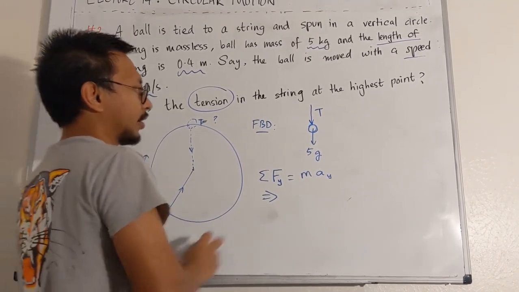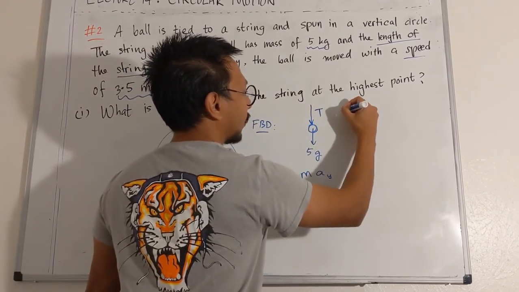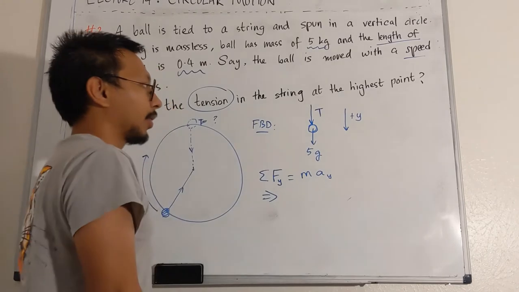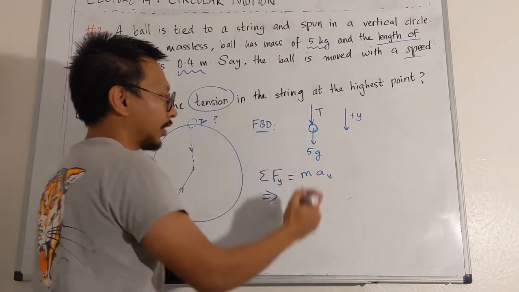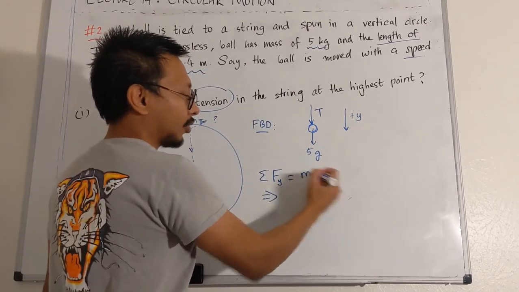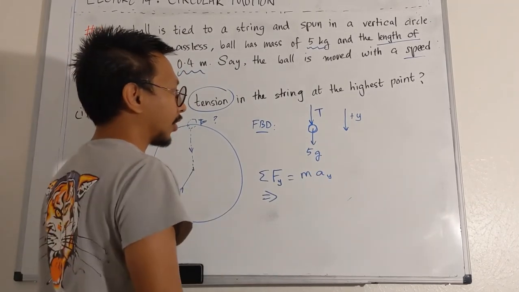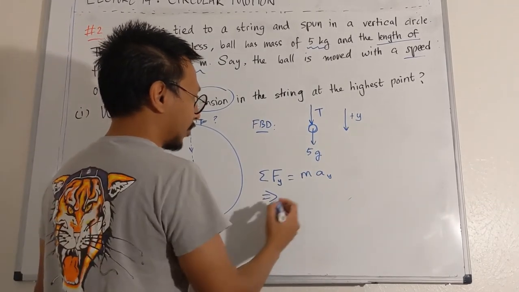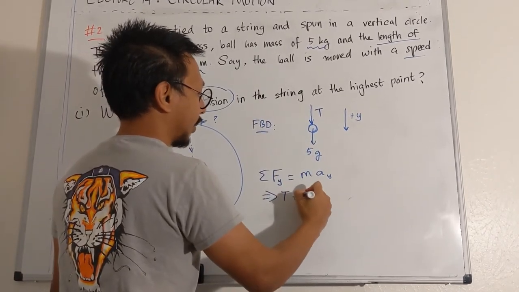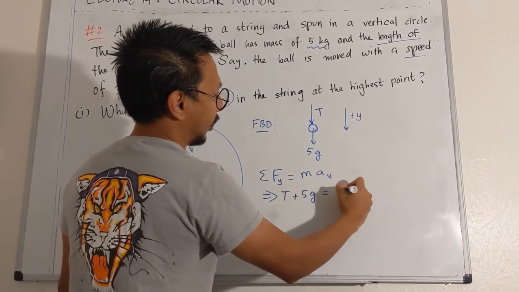Let's choose our axis. Because all of the forces are directed downwards, let's choose our axis to be plus y downwards, right? Or you could have chosen it upwards, but then you would have to work with a change in sign of the acceleration, which is cumbersome. Then T plus 5g is equal to m a_y.